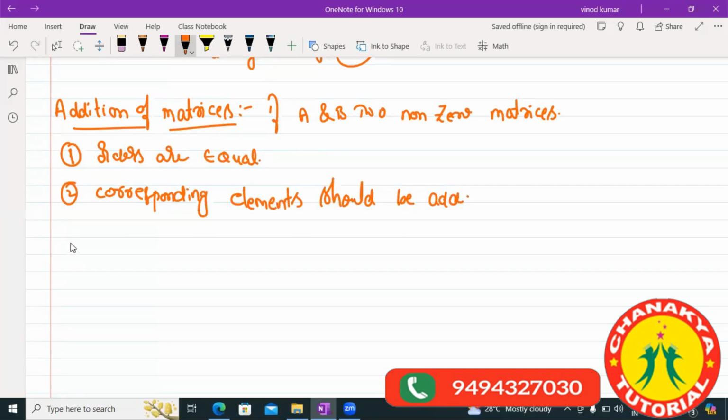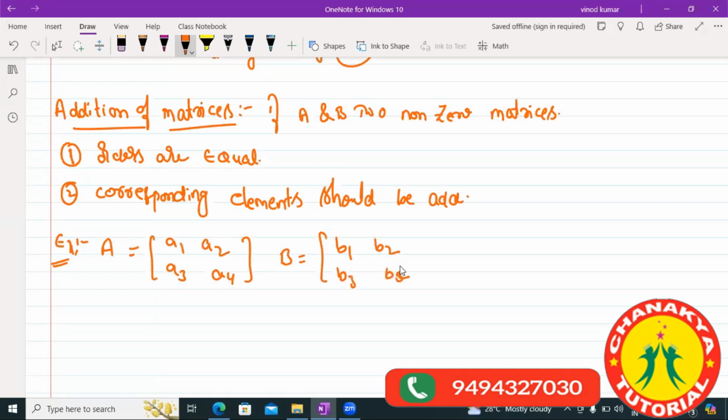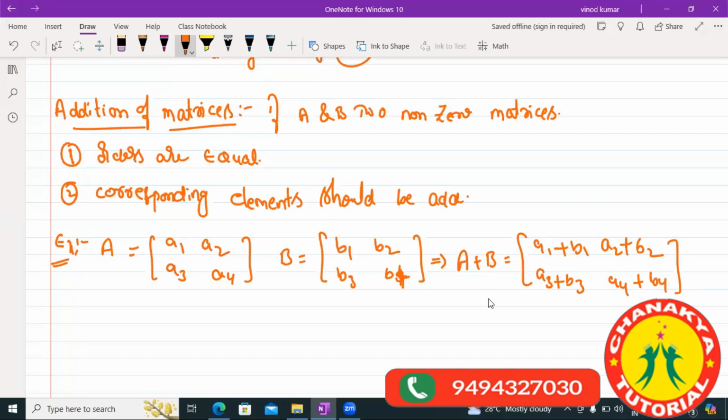Okay, example: A equals A1, A2, A3, A4. B equals B1, B2, B3, B4. Then A plus B is A1 plus B1, A2 plus B2, A3 plus B3, and A4 plus B4. Corresponding means the first row, first column element in the first matrix with the first row, first column element in the second matrix. Next, first row, second column with first row, second column, like this.